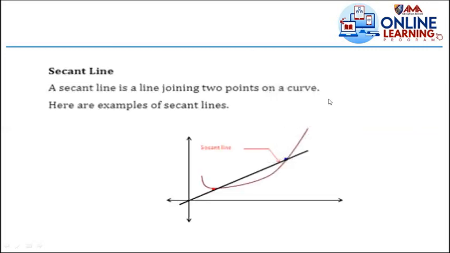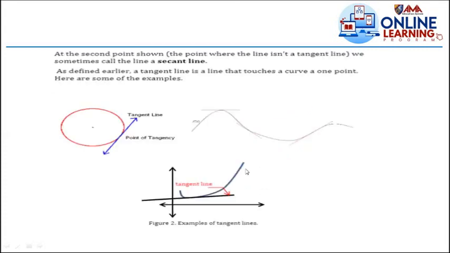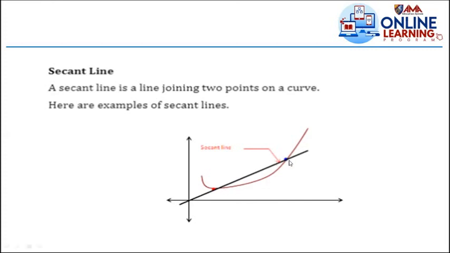Next, what is the secant line? A secant line is a line joining 2 points on a curve. Here is an example of the secant line. So, this is your x and y axis. This is our slope. And this is our graph. Okay? And the points of tangency on our slope are two. This is the first one. And this is the second one. So, joining 2 points on a curve. That is it. That is why they call it a secant line. But when it comes to the tangent line, its point of tangency is only one. But in the secant line, two.